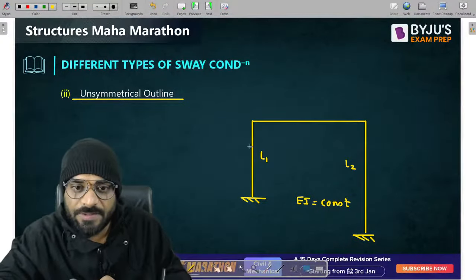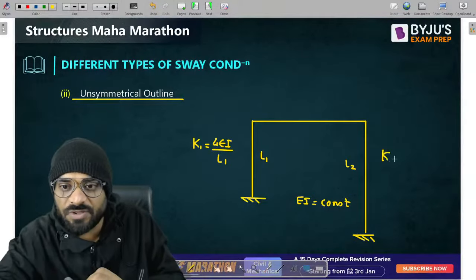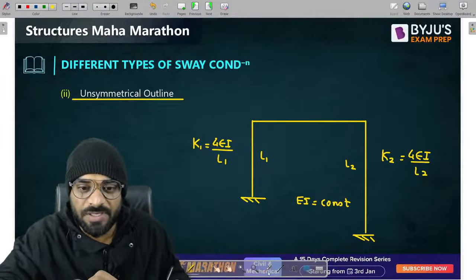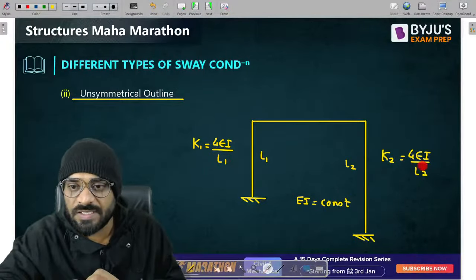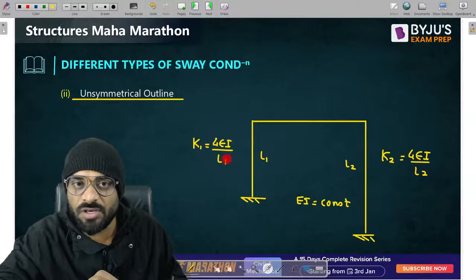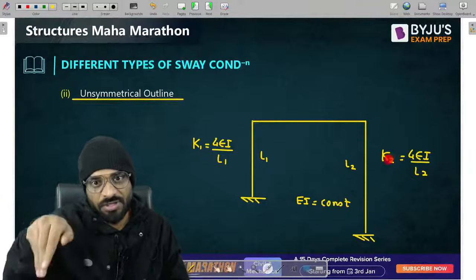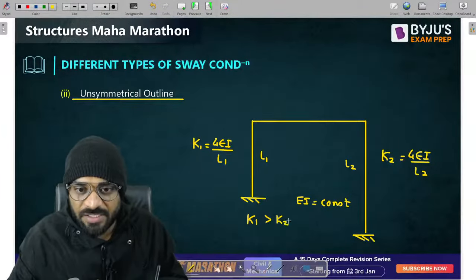Now tell me, guys, if I write the stiffness of this particular column, which is K1, so 4EI divided by L1, and the stiffness for this column is K2, which is 4EI by L2, right? Now tell me, guys, in this particular case, what will happen? Length is smaller. In this case, length is larger. So if length is smaller, then this particular value of stiffness is higher and this stiffness is lower. So can I say that, guys, again, the value of K1 is greater than K2.